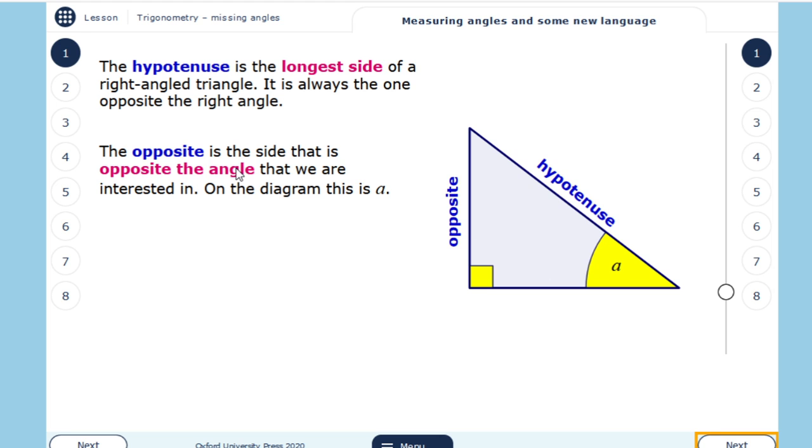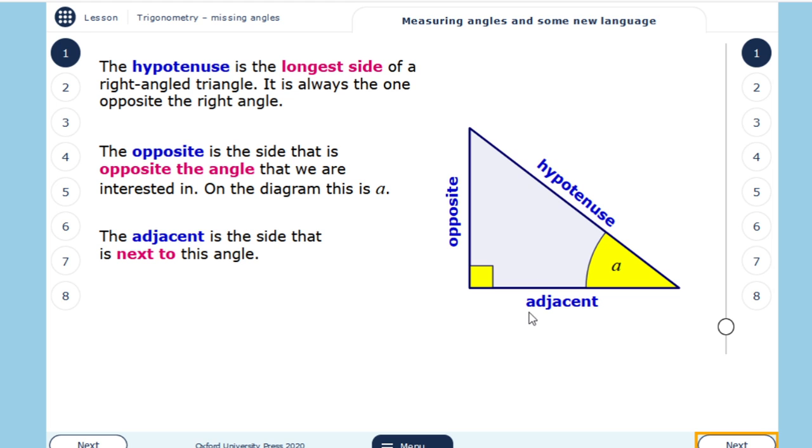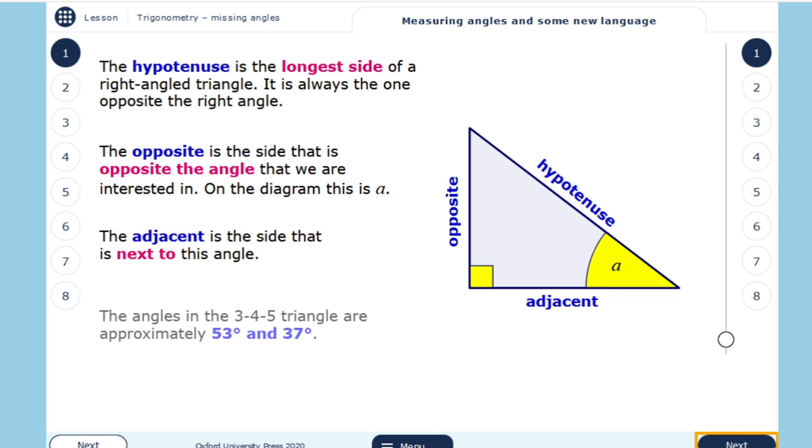The opposite side is the side that is opposite the angle that we are interested in. On the diagram here, A is this angle. The adjacent is the side that is next to the angle. Basically, the angle is stepping on it. The angles in the 3, 4, 5 triangle are approximately 53 and 37 here.